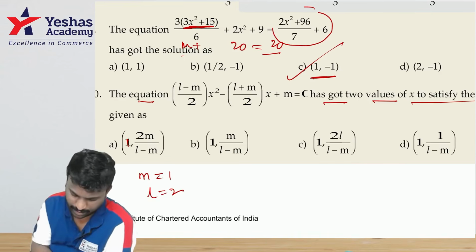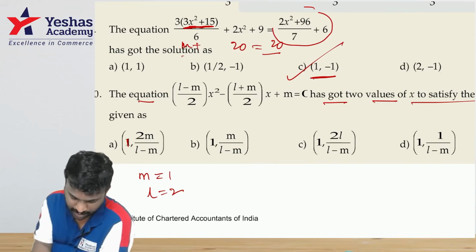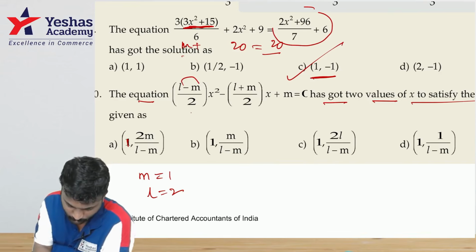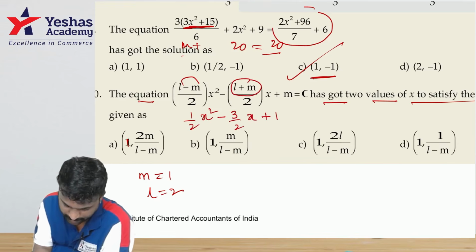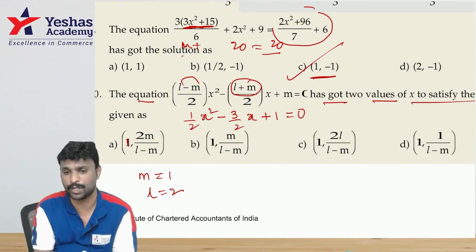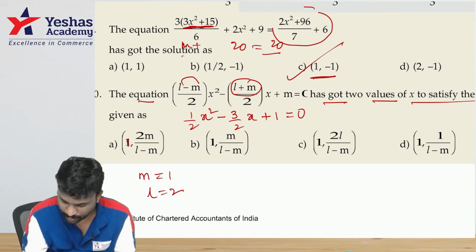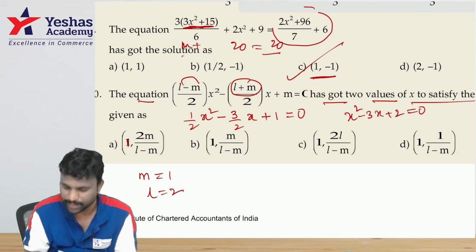Guys, if I do that, what does this equation become? 2 minus 1 is 1, so 1 by 2 x square. L plus m, so it's going to be 3 by 2 into x. M value is 1, equal to 0. Guys, we'll do cross multiplication with 2. So it is x square minus 3x plus 2 equal to 0.